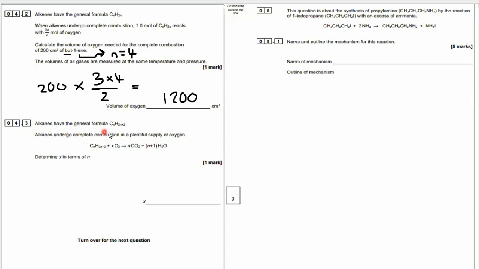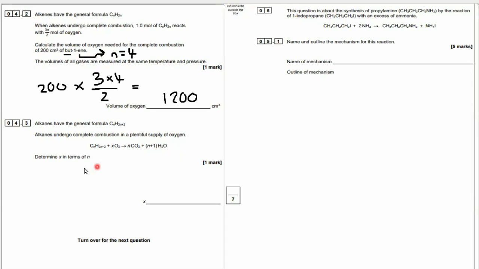4.3, alkanes have the general formula CnH2n+2. This is another mathsy question, only worth a mark. Alkanes undergo complete combustion in a plentiful supply of oxygen. Define X in terms of N. So on the left-hand side, we have CnH2n+2 plus XO2, arrow, nCO2 plus (n+1)H2O. We want to define X, but we just want to define X in terms of N.